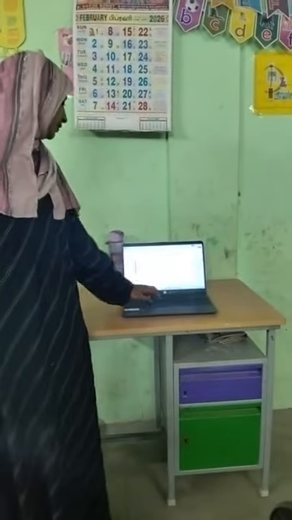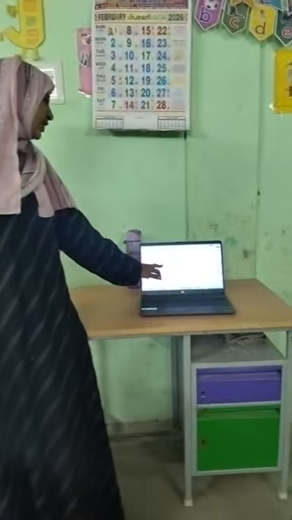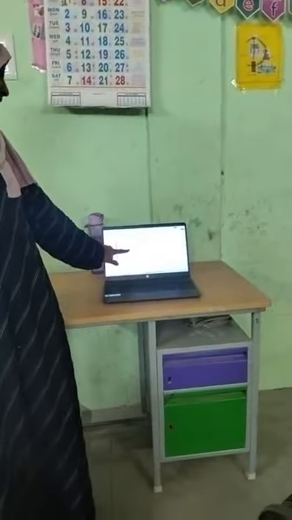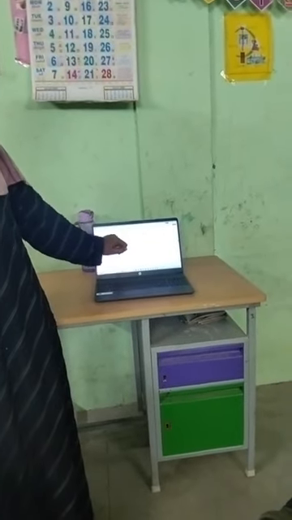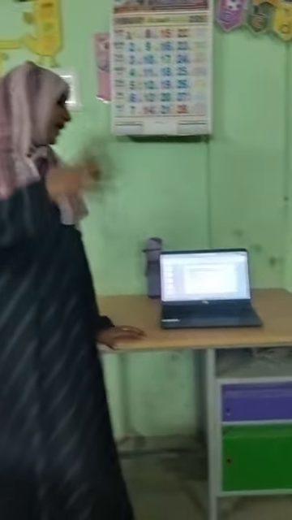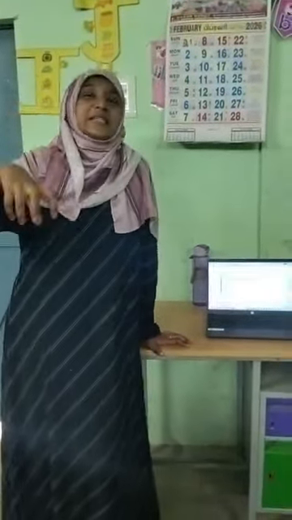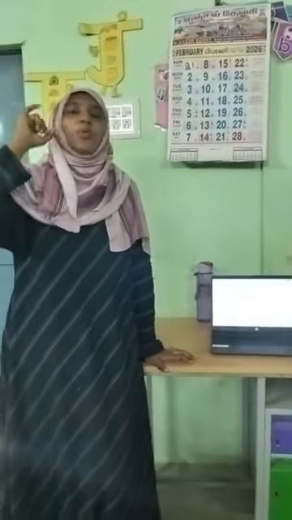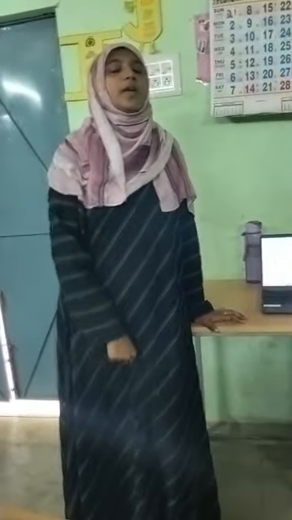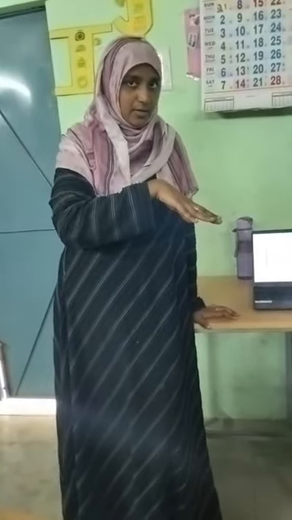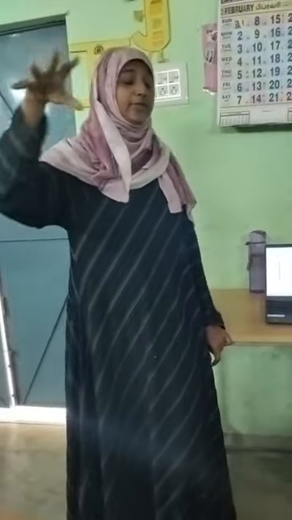Let us go with those conditions. The first type is called zero conditional. Zero conditional is if plus present and present. Here I use the present verb, that is V1. V1 is the present verb, V2 is the past verb and V3 is the past participle. So when I use a simple present verb with if, the condition will come with the present verb.